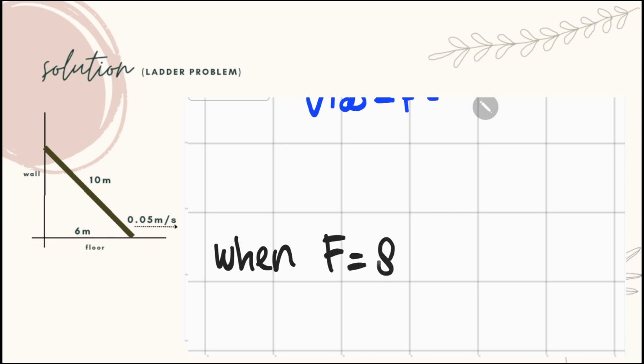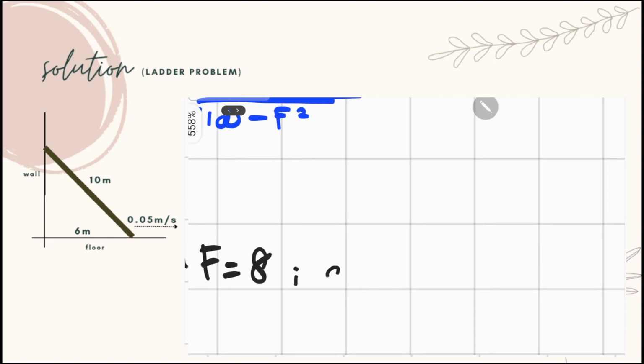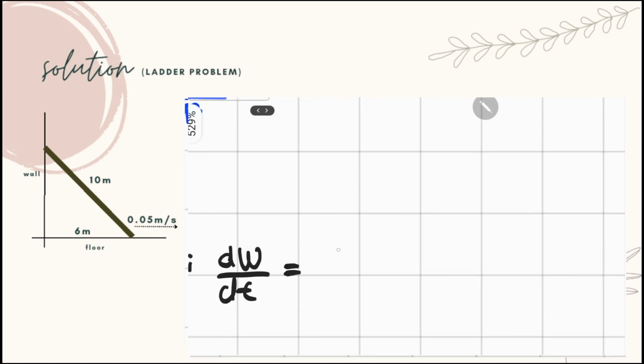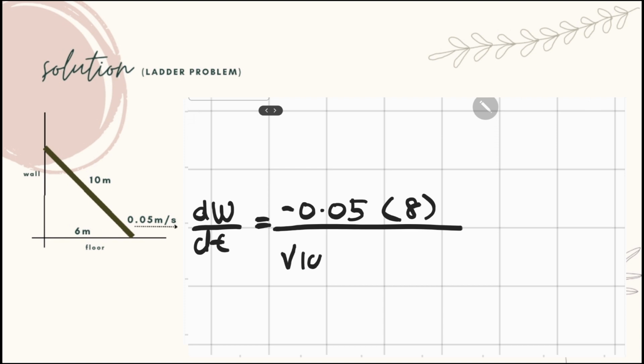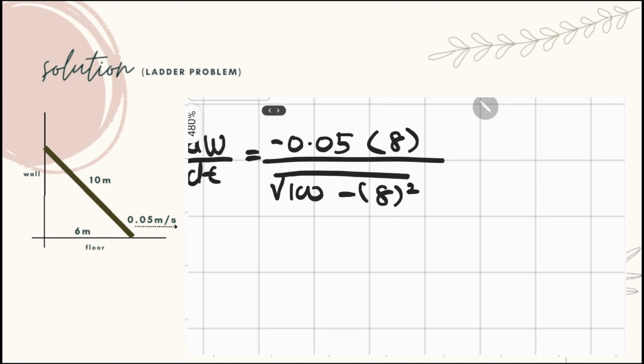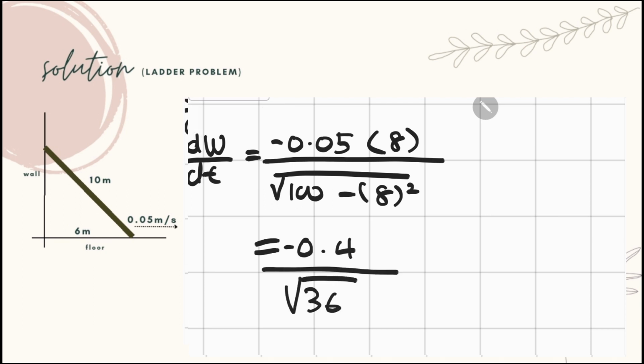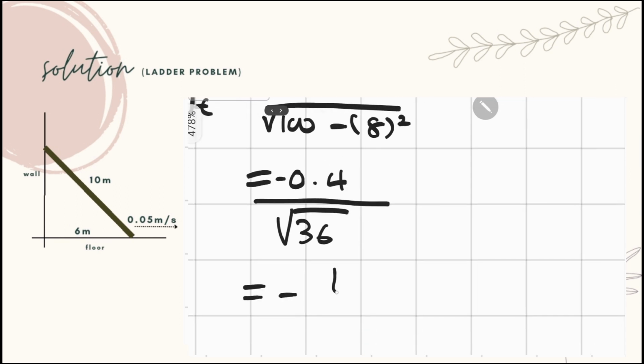When f equals 8, we just need to replace f with the number 8 in the formula. Negative 0.05 times 8 over square root of 100 minus 8 square equals negative 0.4 over square root of 36. The final answer is negative 1 over 15.